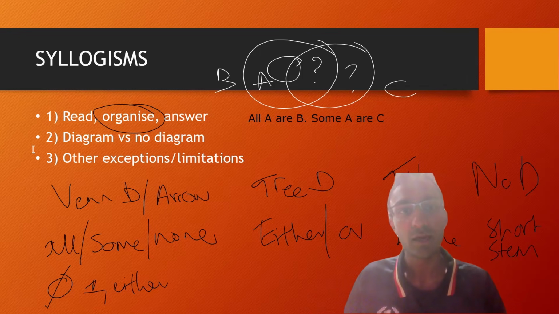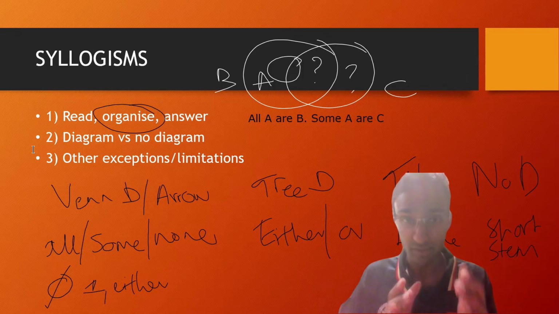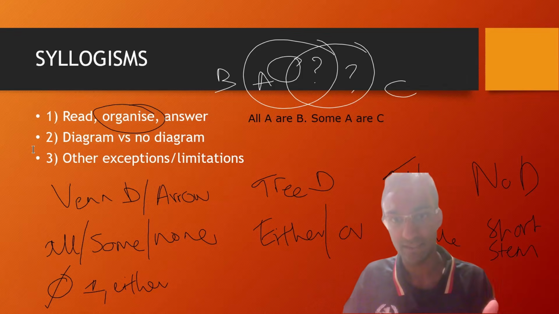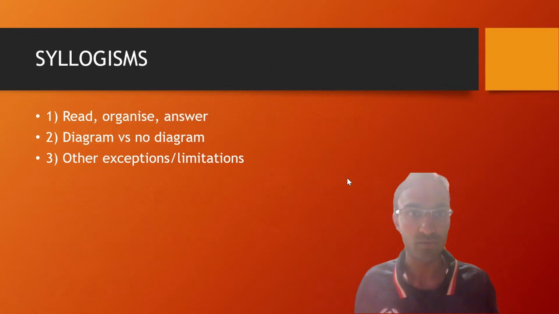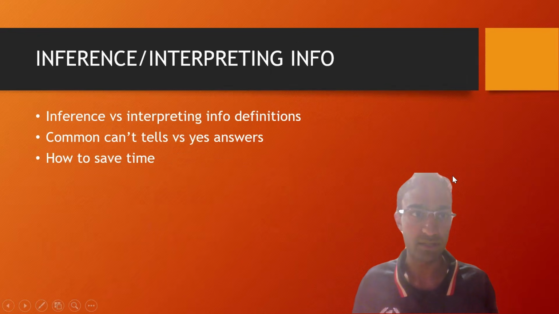Now, my general advice with syllogisms is the answer is always no, unless it's a definite yes or has soft language. So if it's can't tell, the answer is no. You only say yes if it's a definite yes, or if it has words like could, can, may, might. So that's another important point to take home. All right, let's move on to the next question type, which are the inferences and interpreting information.